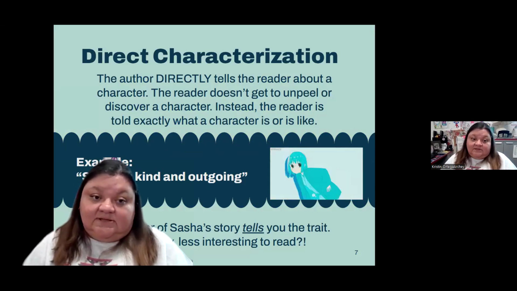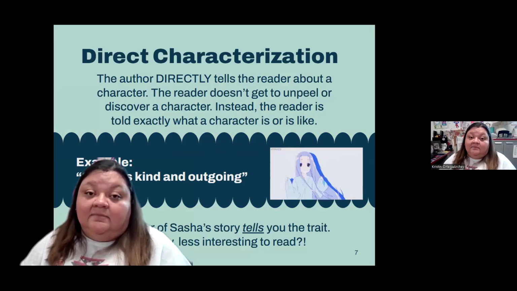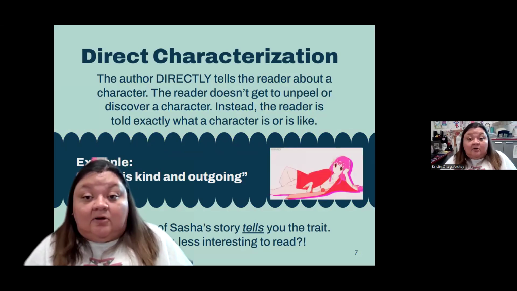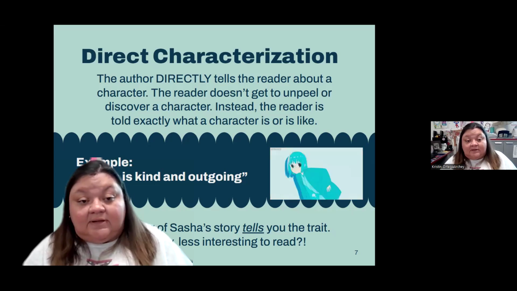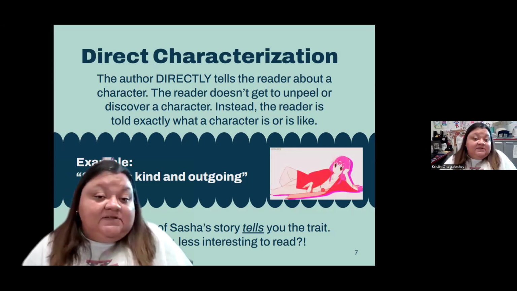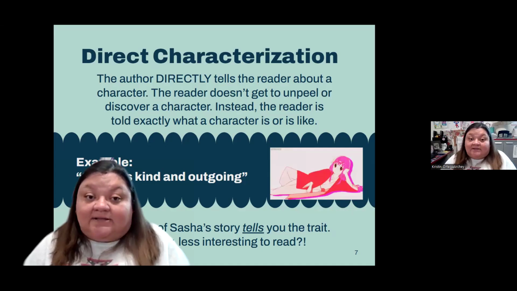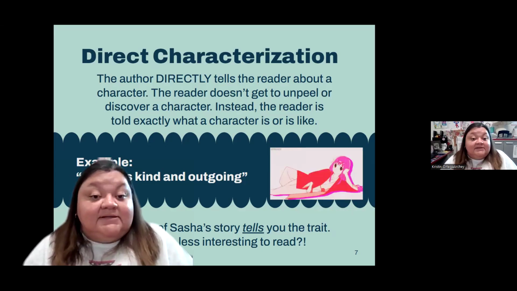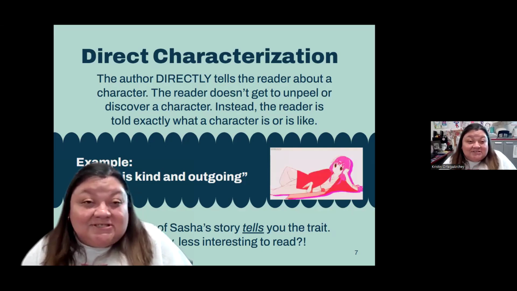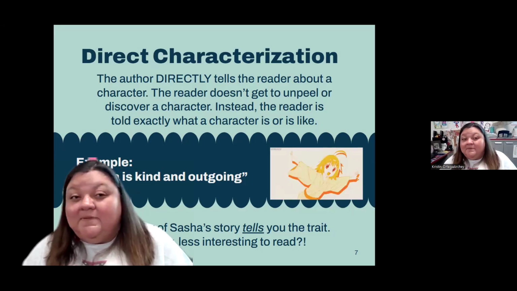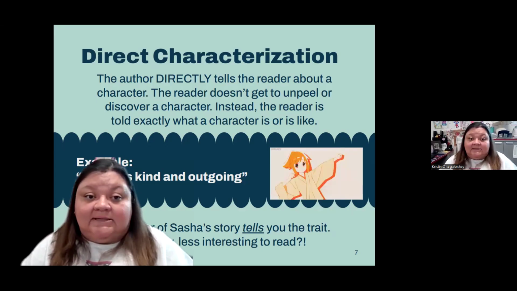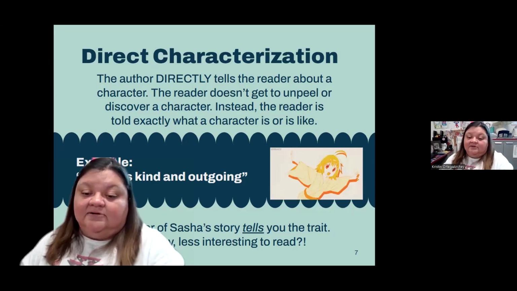So, for example, with Sasha, the author could have simply said Sasha is kind and outgoing. The author of Sasha's story tells you the trait. They flat out tell you that she is kind and that she is outgoing. Dare I say, it is less interesting to read. So direct characterization is going to be right there for you. It's going to be a blatant statement of who that character is.